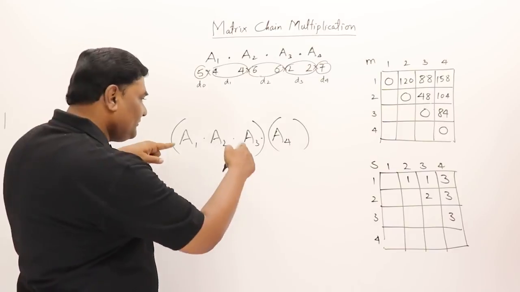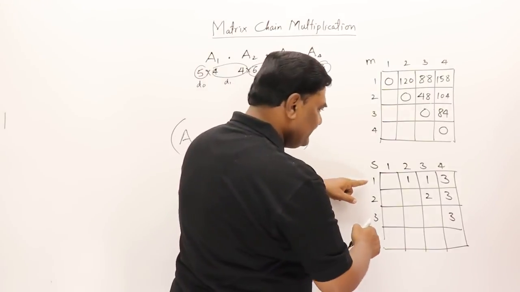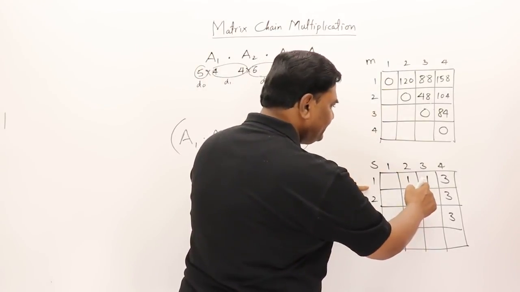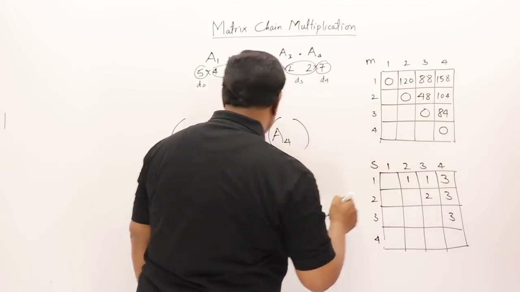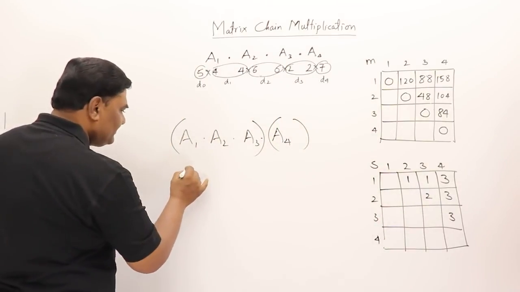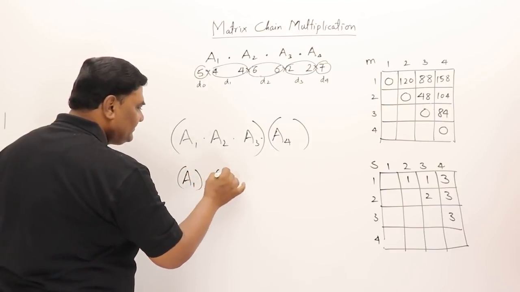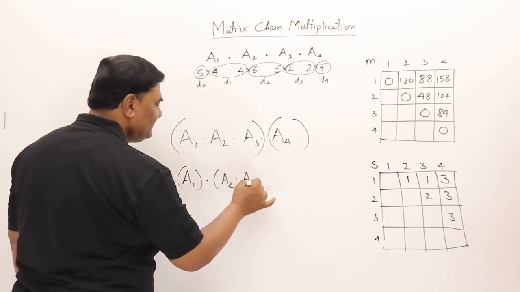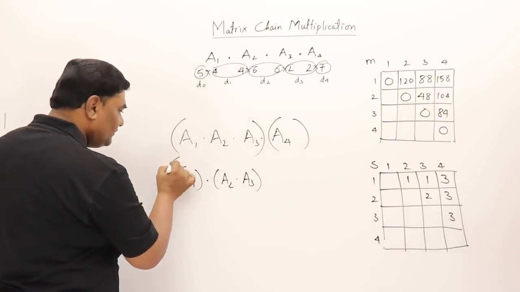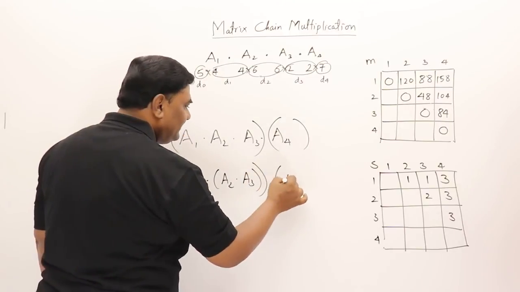Right? Now what about 1 to 3? So if I check 1 to 3, it is 1. 1 to 3 is giving 1. So A1 this side. Then what is remaining on that side? A2 and A3. Then the outer bracket was already there. Then A4.